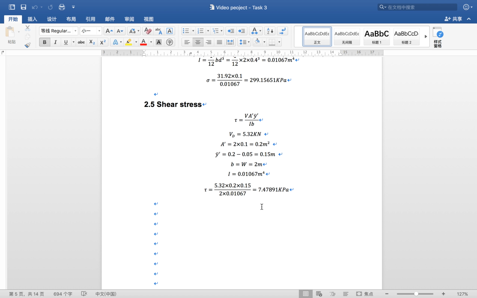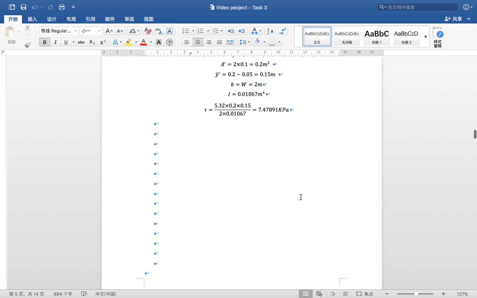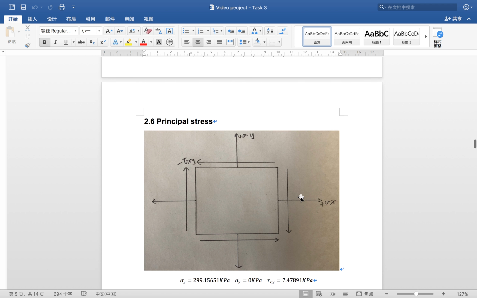The shear stress also follows a formula, and we find the conditions in the formula. Finally, we follow the formula here to find tau, and the answer for tau is 7.47891 kilopascal. And next we move to the principal stress.